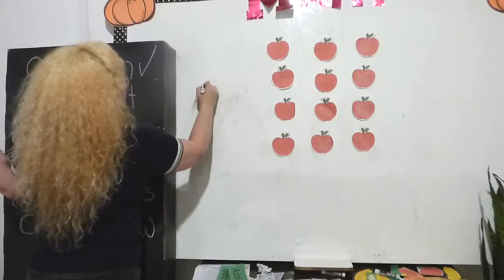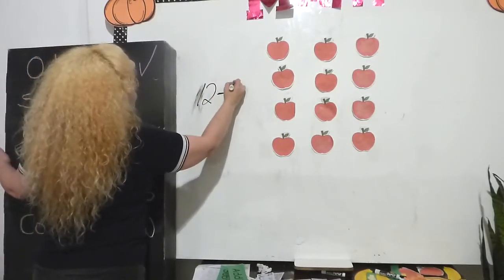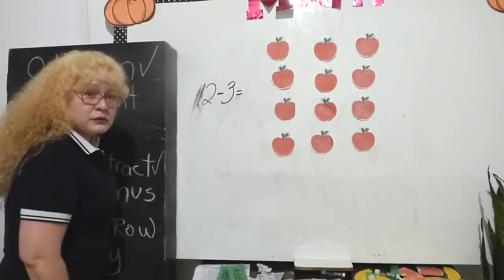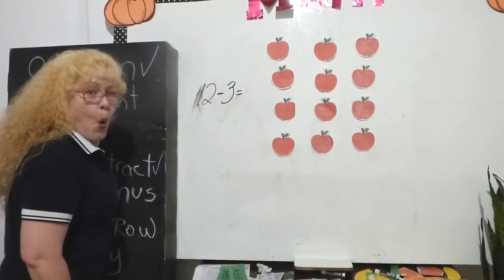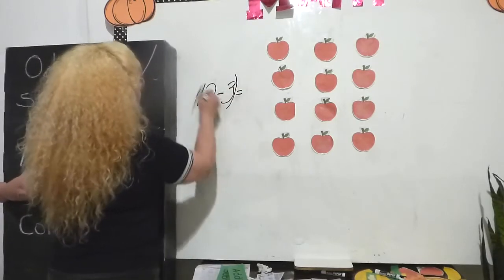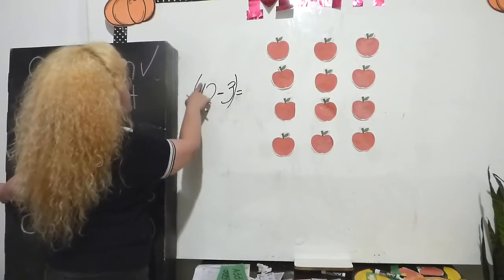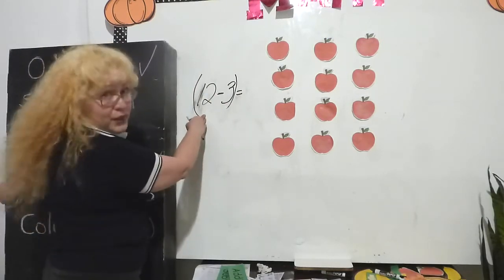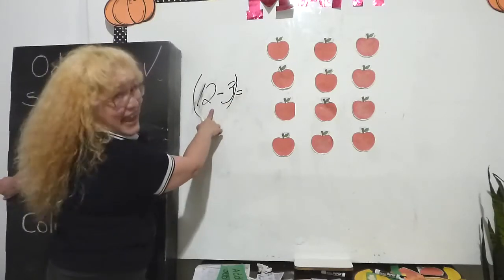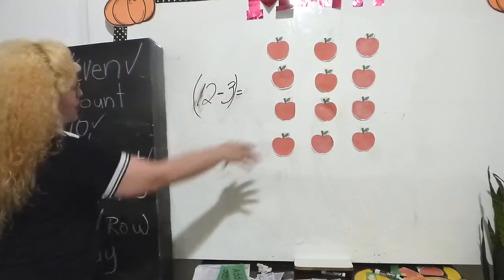Okay, I have 12 apples. 12 minus 3 equals. Is that an equation? No. Why? Because an equation has to say that 12 minus 3, so if you take away 3 out of 12, the difference is, you need an answer. You need an answer. So 12, I have 12 apples there.